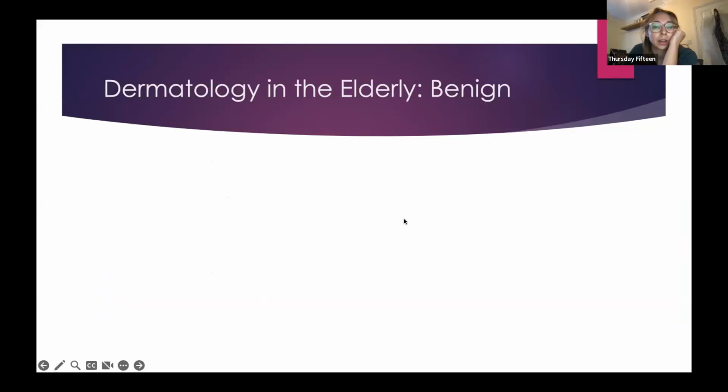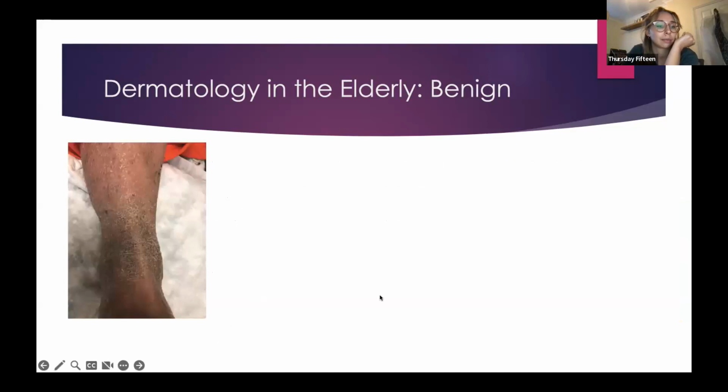I've just done for this one a couple of pictures of different dermatology conditions in the elderly, just to go through. So some benign ones. I don't know how you want to do it. Do you want me to put the picture up and then you can say what you think it is? We could try that way. So what do people think this is an example of?